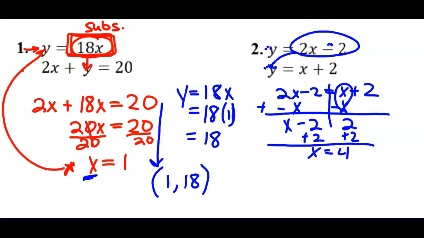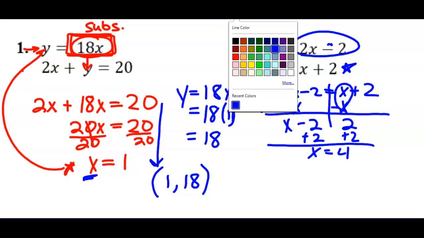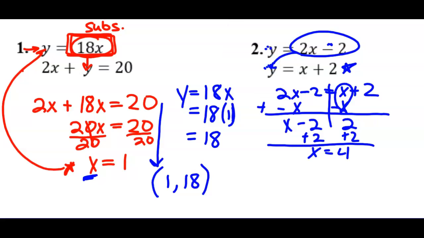Now that I have that, I'm going to put my 4 in. I would use this one because there's less math. I'm going to get y equals 4 plus 2. What's 4 plus 2? 6. Y equals 6. So what's my answer? 4, 6. Putting them in the right order. Okay? Fantastic.